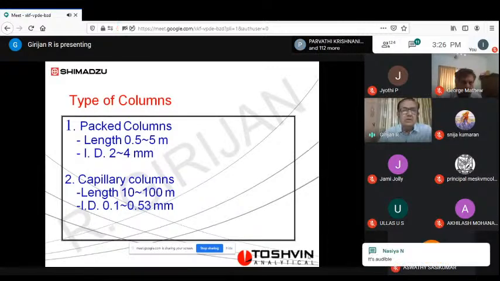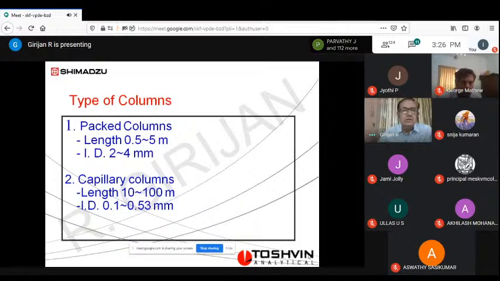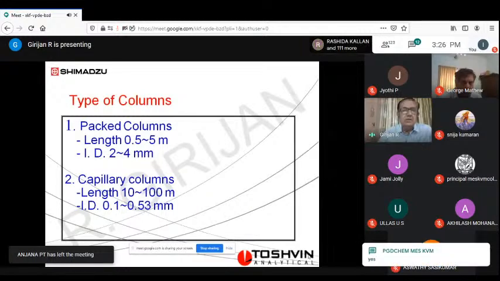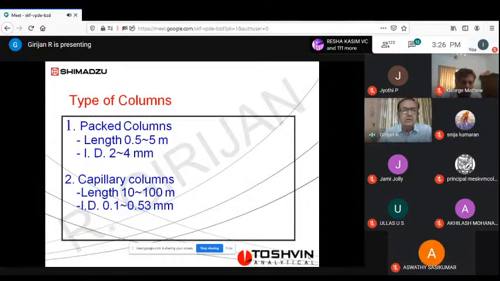Packed columns mean these are all available locally. There are a lot of local people who can pack the column and give you. There are a lot of column manufacturers in Mumbai, and then Kerala also. So they are locally available, locally manufactured columns. Packing is done locally, and they are quite cheaper also. Price-wise also not expensive. And the length of the packed column can vary from approximately 1 meter to 5 meter. Normally, people use a 1 meter or 2 meter packed column.